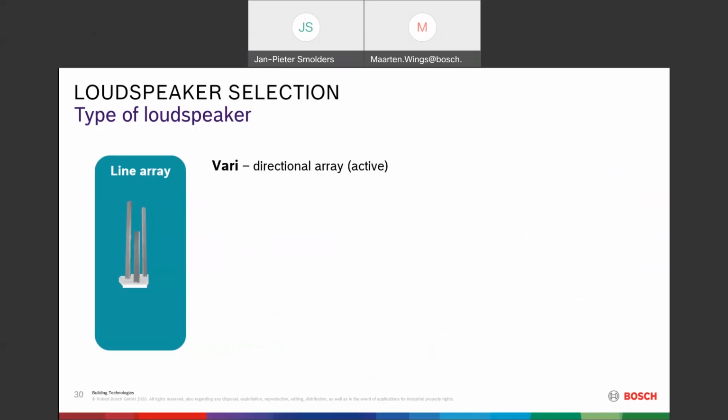Then the active line array we have, the Vari. That is a special one because it has power on it and DSP inside. You can also configure this line array. One of the benefits is that you can mount it vertically to the wall, so you don't have to aim it. So for an architect, this is a real nice choice because he can blend it into the room.